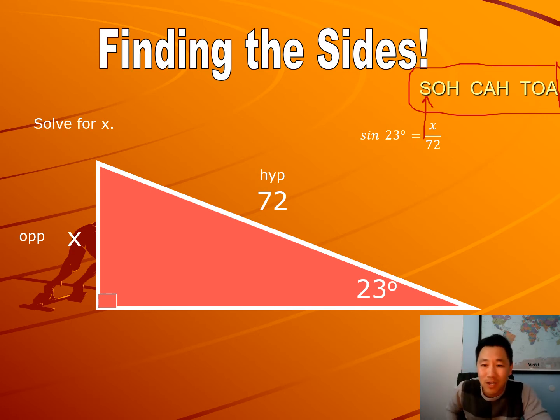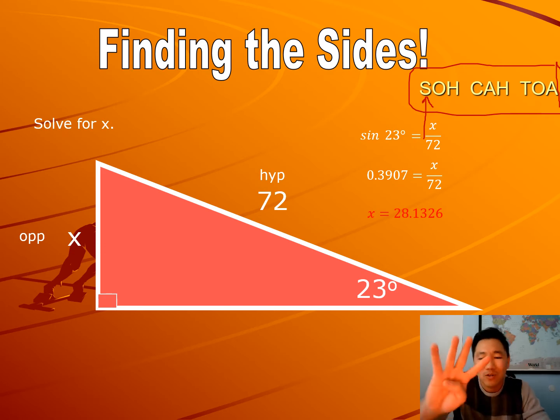The next part, go ahead and punch in your calculator sine of 23. Sine of 23 is approximately 0.3907. And then this just becomes a regular equation to solve. Multiply both sides by 72. Final answer, 28.1326. I'm going to round to 4 decimal places. So we've solved for x using trigonometry. How fun!